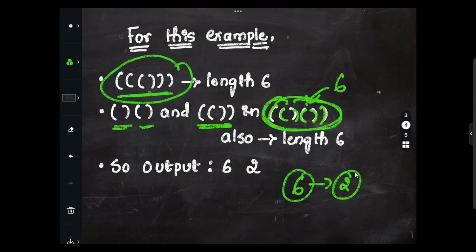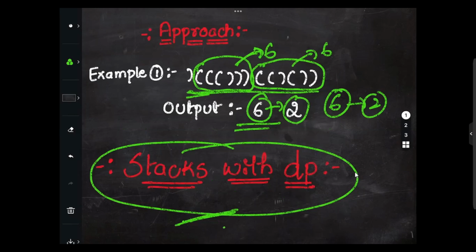So the output that we need to return here is 6 2. The output that we got here is 6 and 2. 6 is nothing but the length, and 2 is the number of such substrings with the same length. So the output that we got, 6 and 2, is equivalent to the output they have given for the first example in the question. So our approach works absolutely correctly in this case.